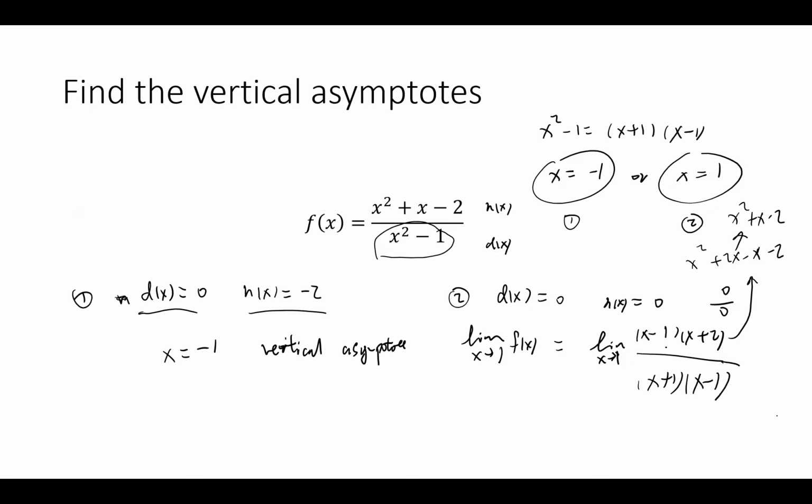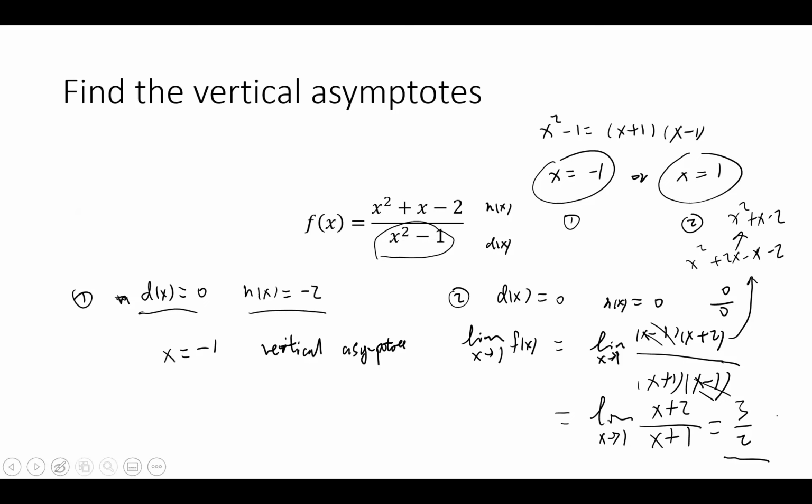So in this case, because it is an indeterminate form, we can cancel this out, and then this becomes x plus 2 over x plus 1, and of course, naturally, this becomes 3 over 2, right? So in this case, the limit exists when x approaches 1, and the value is 3 over 2, right? So this is how we would approach analyzing the vertical asymptote of a function.